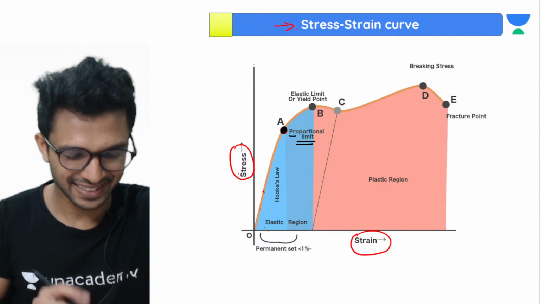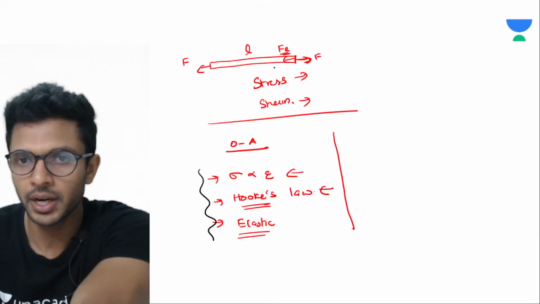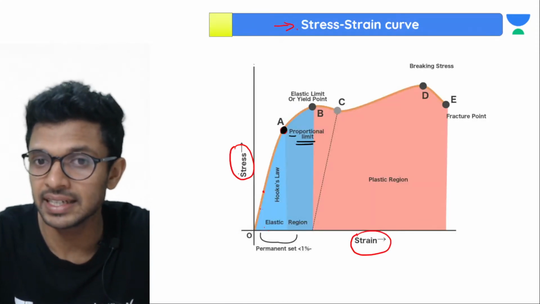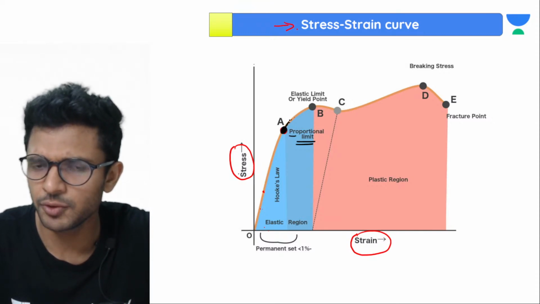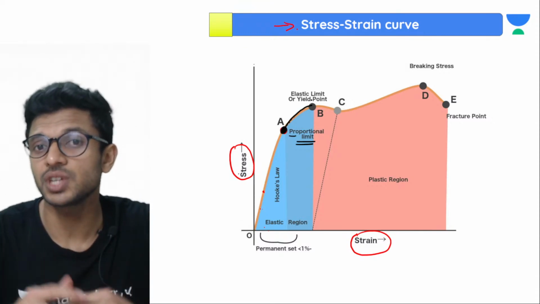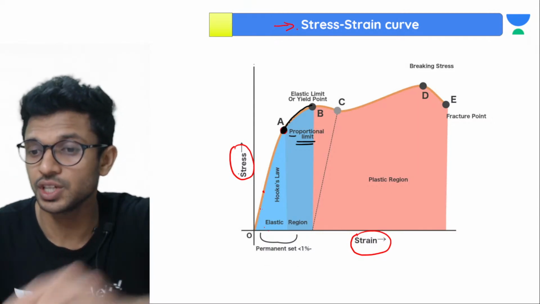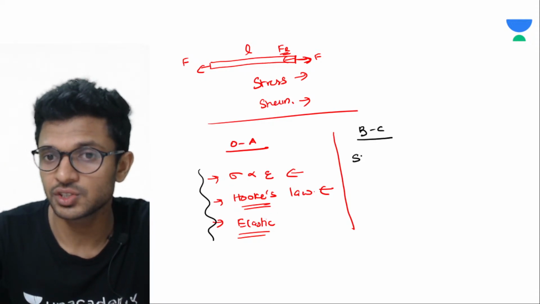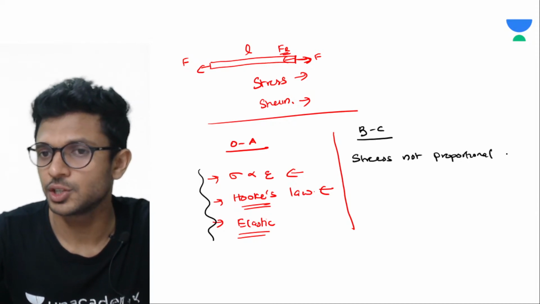Clear? Noted. Okay. Now, on this particular body which we were discussing, again I started to increase the deforming force. What will happen? The stress will increase, right? And the strain was also found to be increasing. But if you look at the region of A to B, it is not a straight line. Okay, that means the stress is not directly proportional to strain. So I'll write it here. From the region of B to C, write: stress not proportional, everybody, to strain.